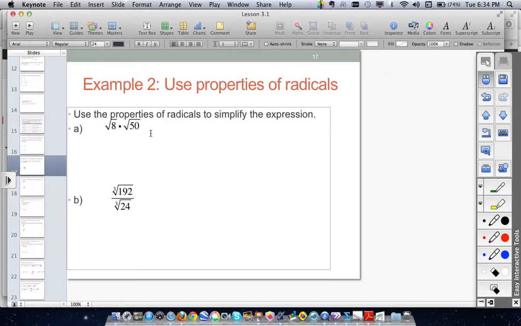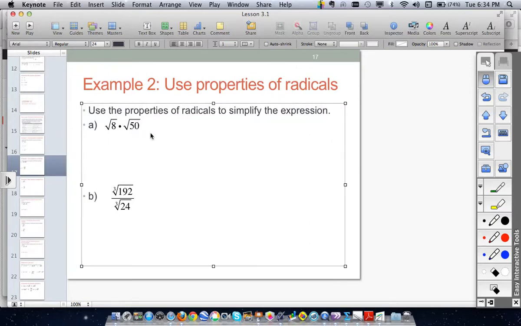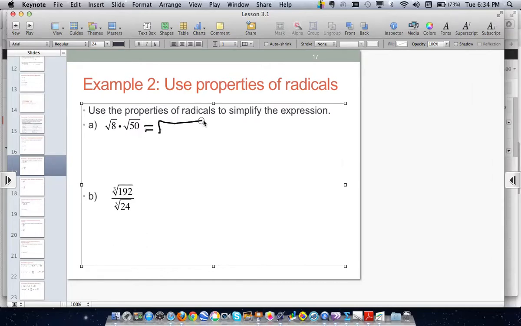Let's redo that part. Let's get into the pen. Makes it a little bit easier to actually write. So I'm going to go ahead and combine this all together. Basically it's the same as saying 8 times 50. And I'm going to factor it all out.